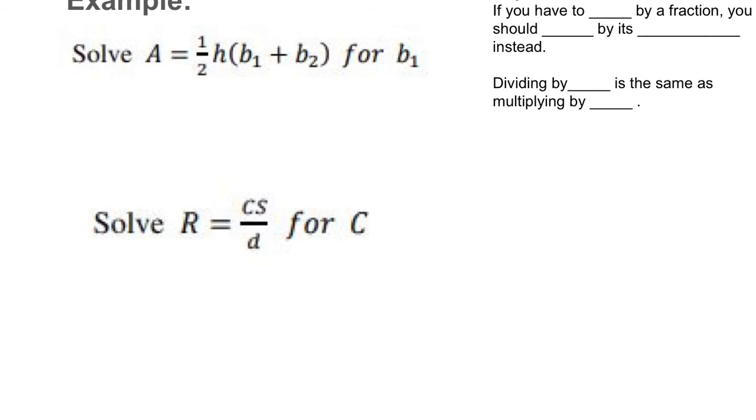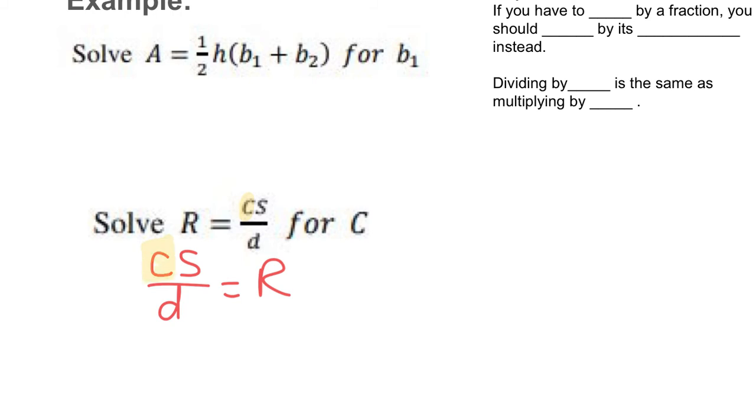Looking at this bottom one where it says solve R equals CS over D for C. I've got here two other things on the same side as C that I'm going to have to move in order to rearrange this for C equals. So I'm going to start out by flipping it around so that the C is on the left side, and R is on the right. That way, everything ends up on the right side that I like it to be on.